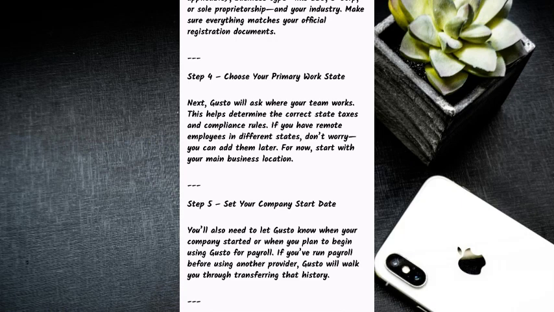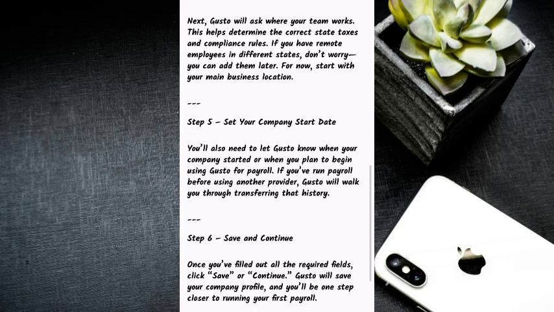The 5th step is going to be to set up your company's start date. You will need to let Gusto know when your company started or when you plan to begin using Gusto for your payroll. If you've run payroll before using another provider, Gusto will walk you through transferring that history over.